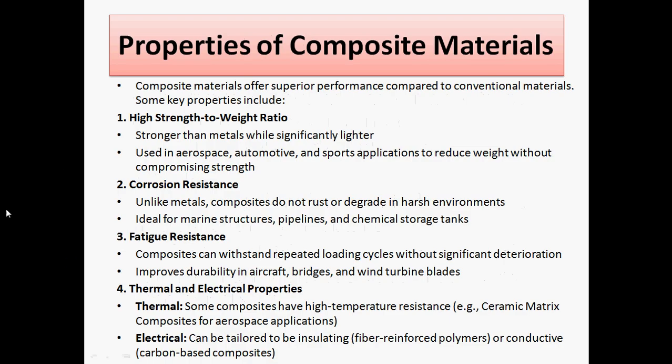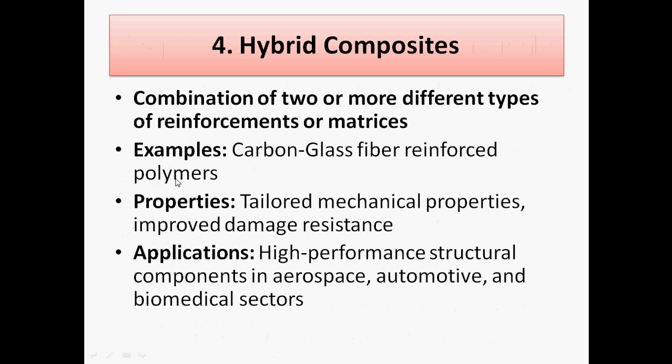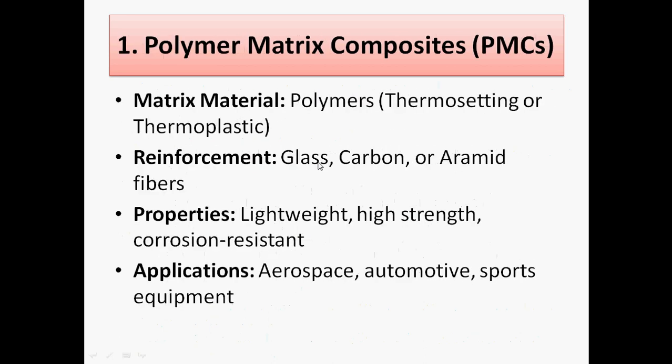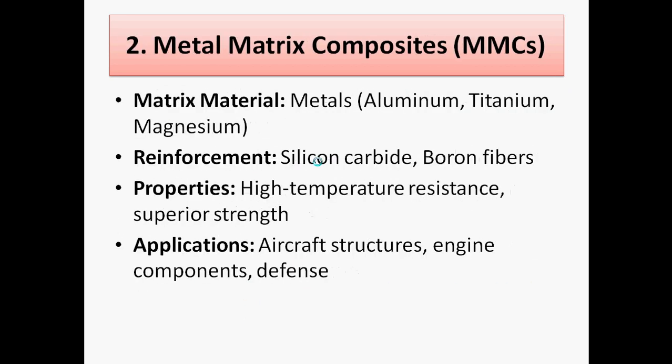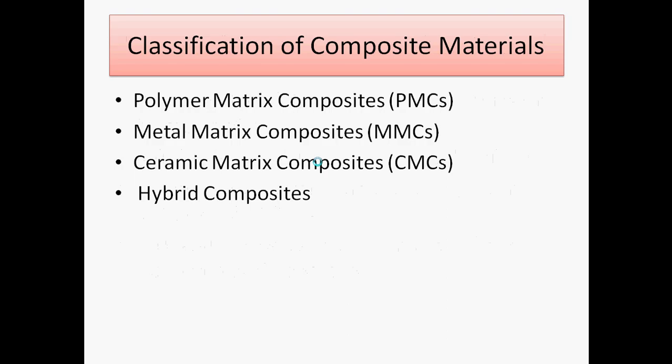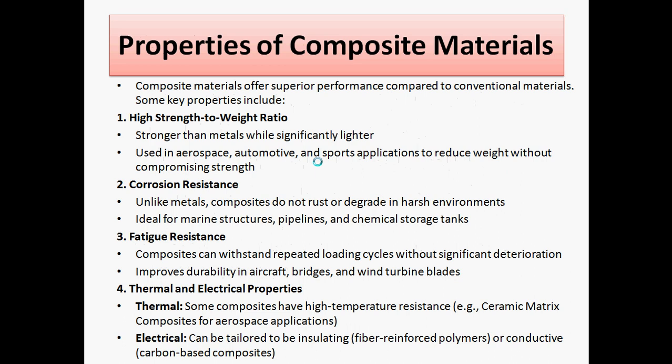So these are the properties. Actually, we are discussing these four: the classification of composite materials, that is PMC, polymer matrix composite, metal matrix composite, then ceramic matrix composite, and hybrid composites. But now we are going to discuss the properties.